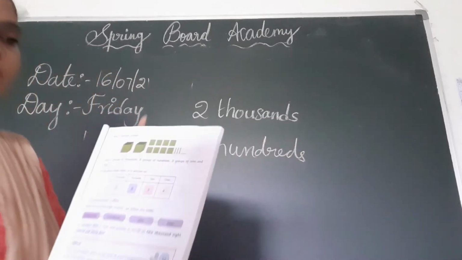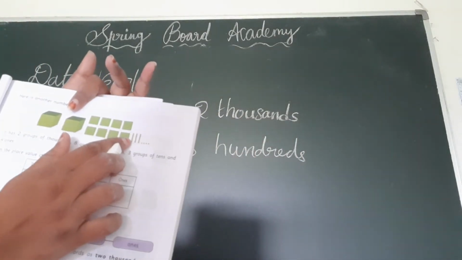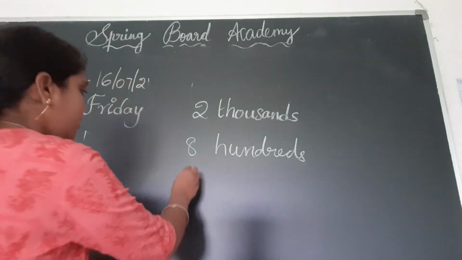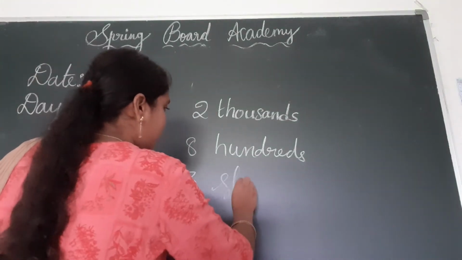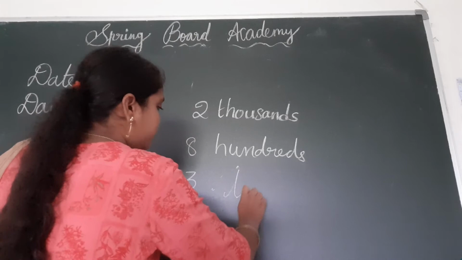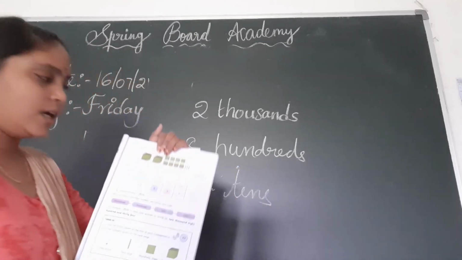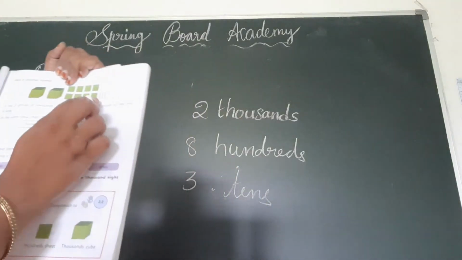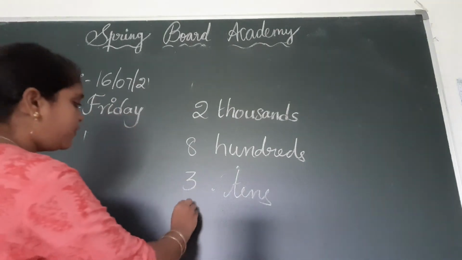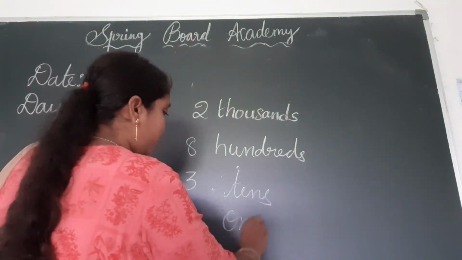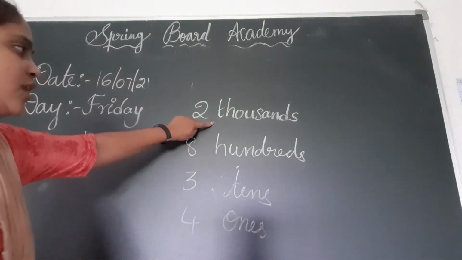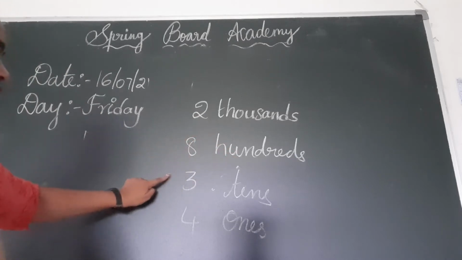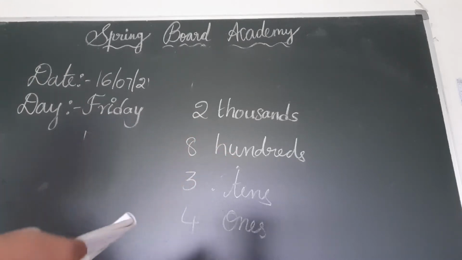Now count how many strips are here, children. 1, 2, 3. It's 3 strips. 3 strips means 3 tens. And how many single blocks are here? 1, 2, 3, 4. So 4 ones. Here in total 2000, 800, 3 tens and 4 ones.